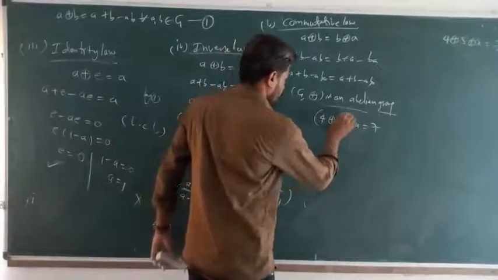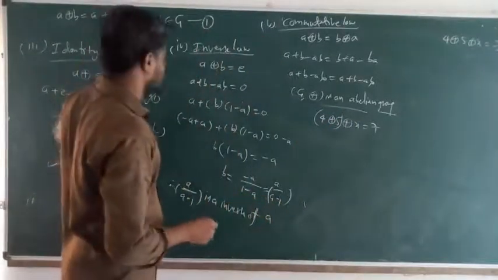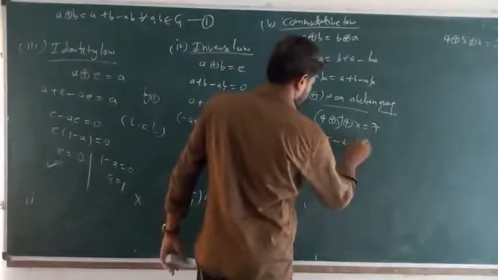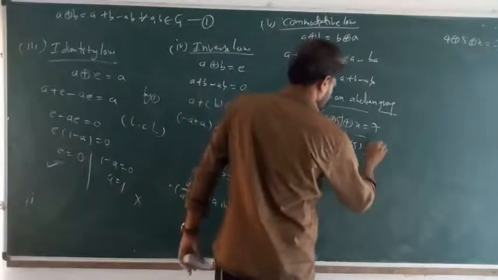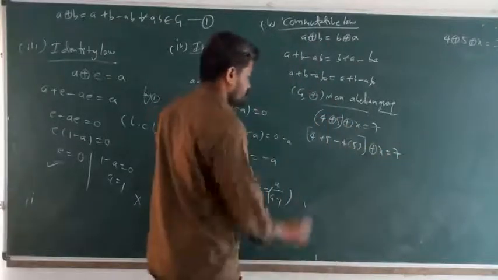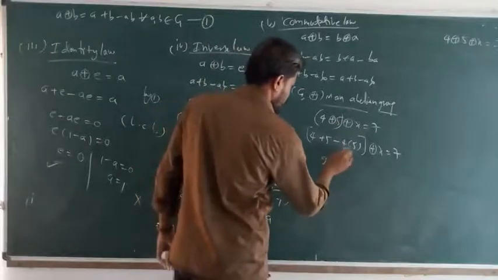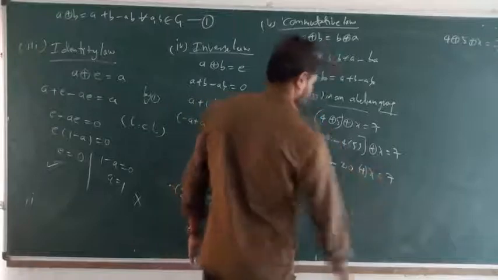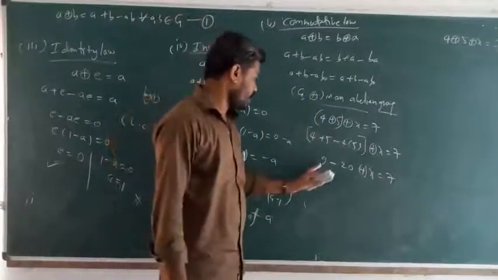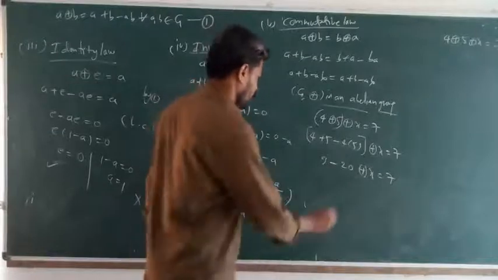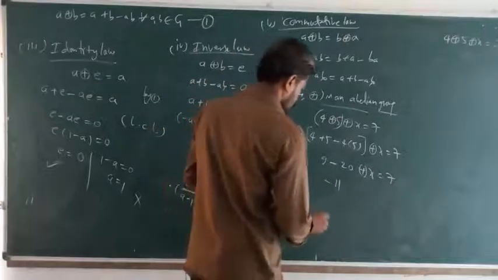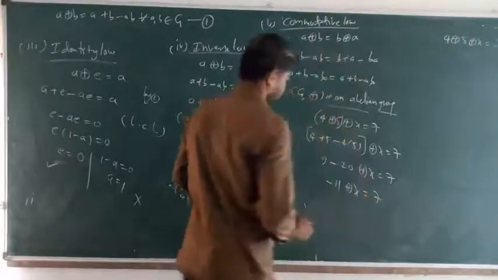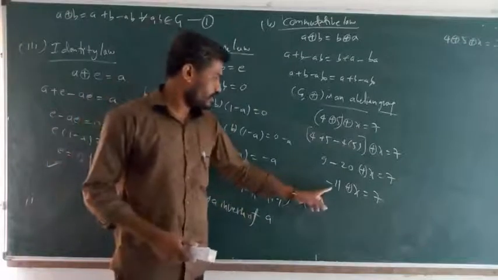First, 4 direct sum 5. Substitute this one: 4 plus 5 minus 4 into 5, direct sum x is equal to 7. So 4 plus 5, 9, minus 20. So 9 minus 20 is minus 11, direct sum x is equal to 7.